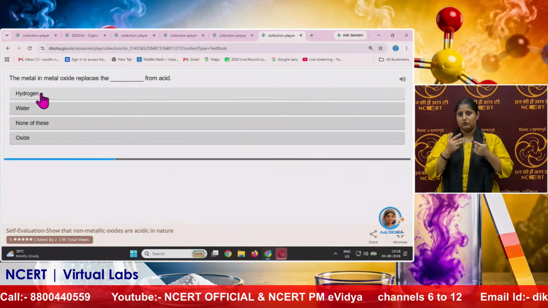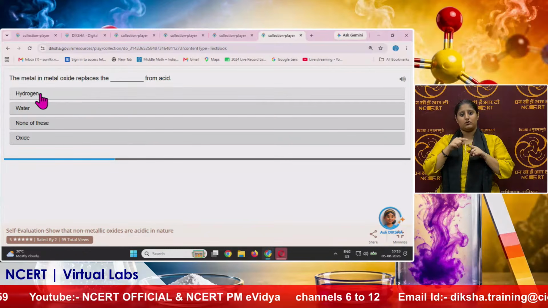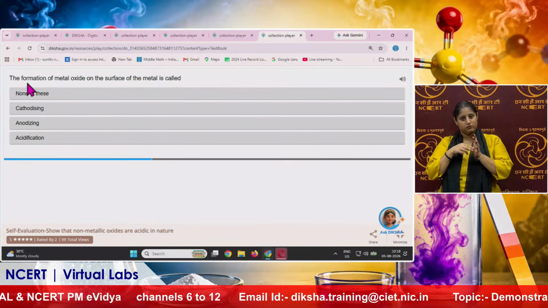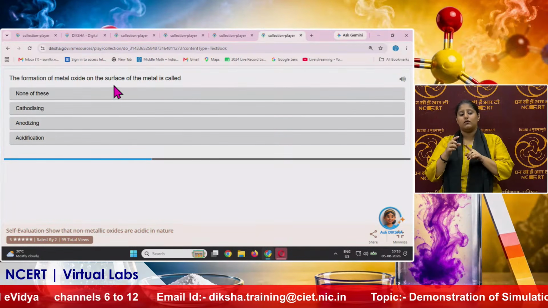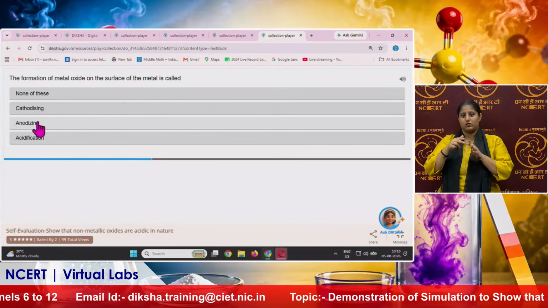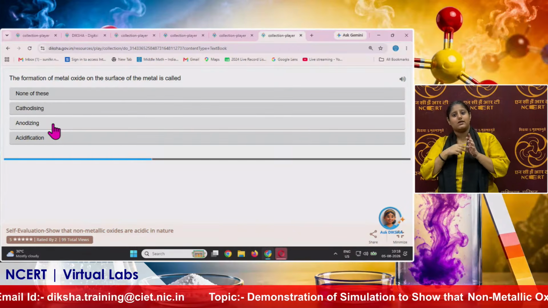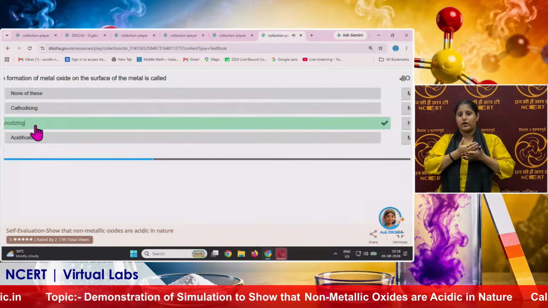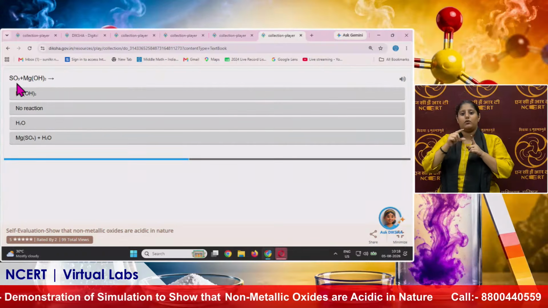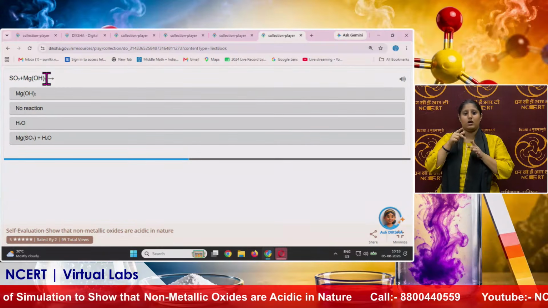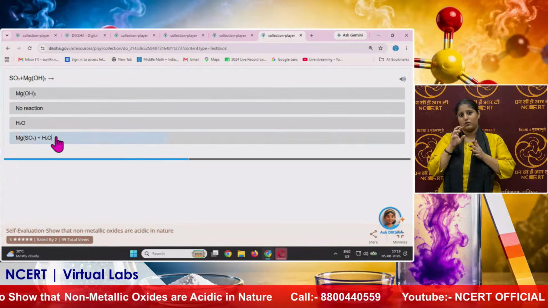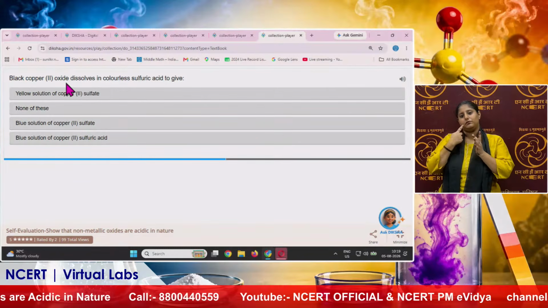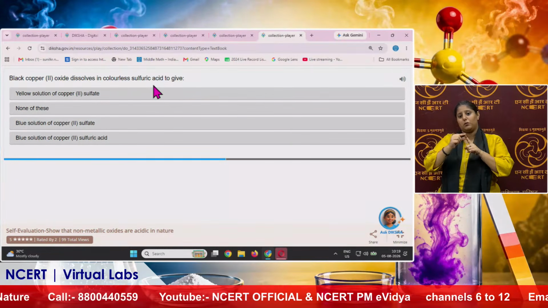Now the next question: the metal in metal oxide replaces the hydrogen from acid, so that hydrogen gas gets evolved. Now next question: the formation of a metal oxide layer on the surface of the metal is called anodizing. So anodizing is a process in which we protect the surface from corroding. Now SO3 plus Mg(OH)2 forms magnesium sulfate plus water. This is sulfur trioxide. Now next, black copper oxide dissolves in colorless sulfuric acid to give.